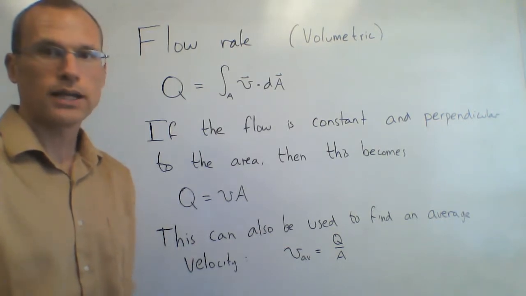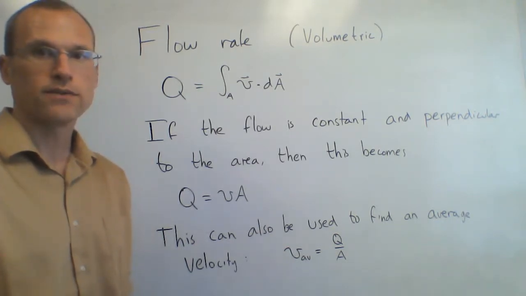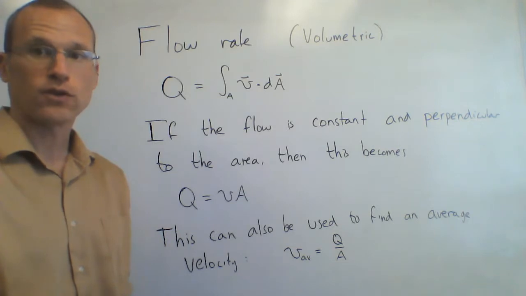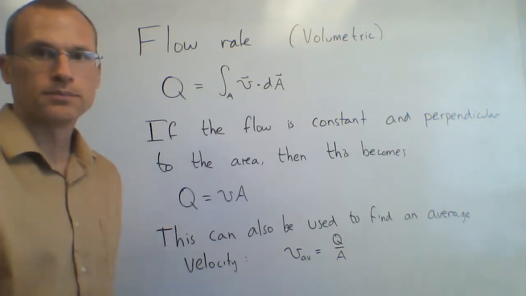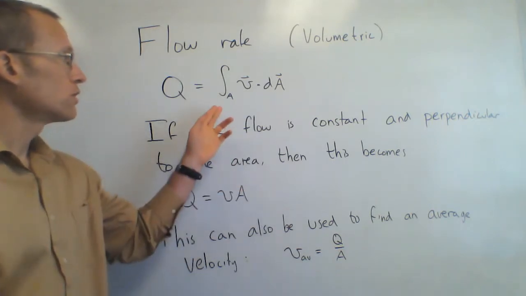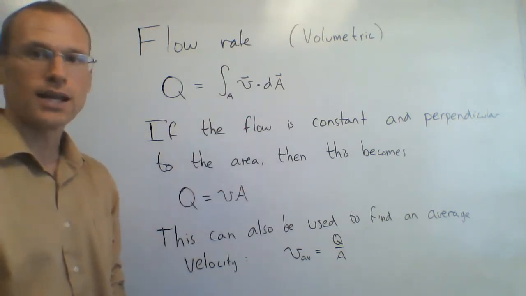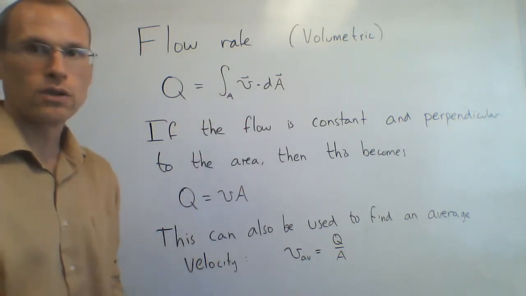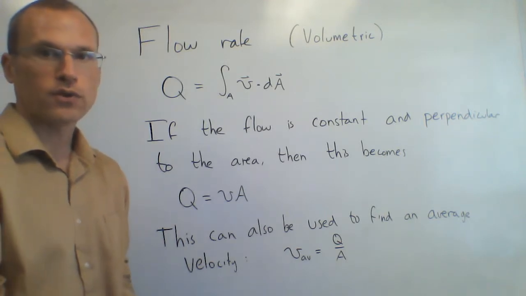First thing is a couple definitions. First one is flow rate, also called volumetric flow rate. It's the volume of fluid flowing. So Q is the integral of V dotted with dA. This is the general version of volumetric flow rate.